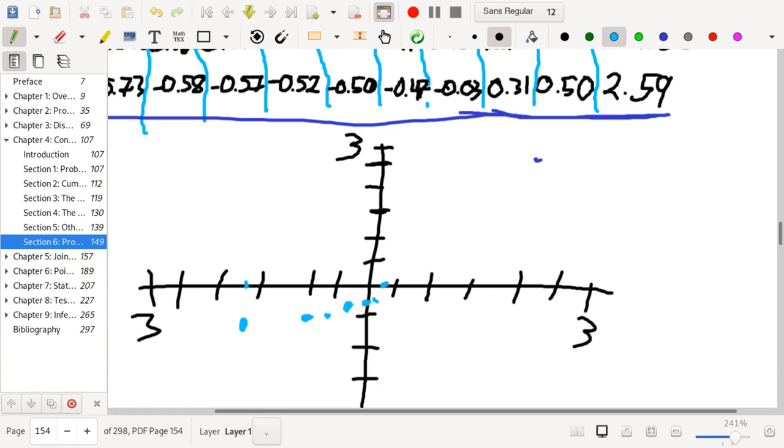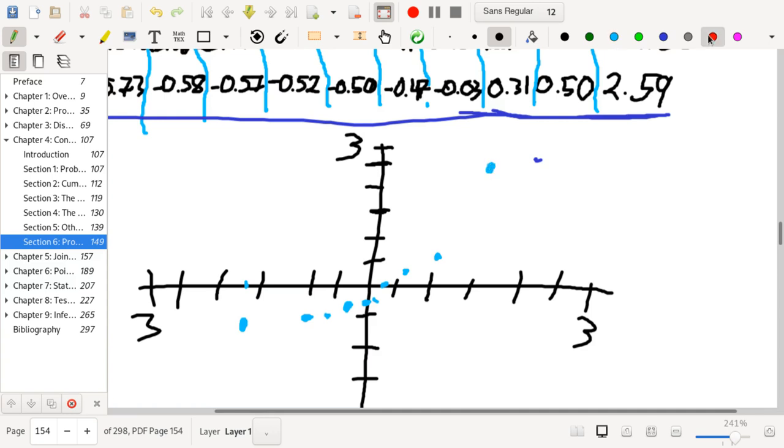0.67 and 0.31 is about here. 1.04 and 0.57 is about here. And 1.645 and 2.59 is about here.